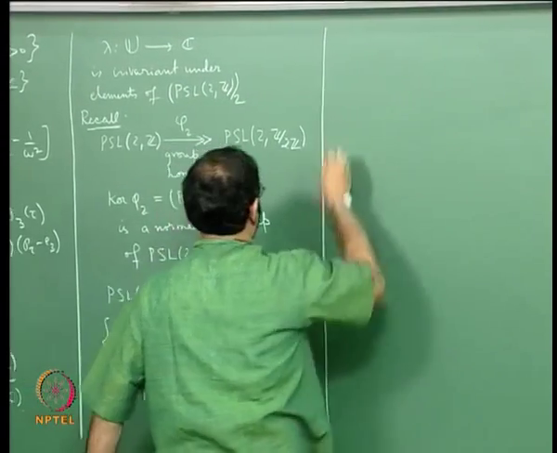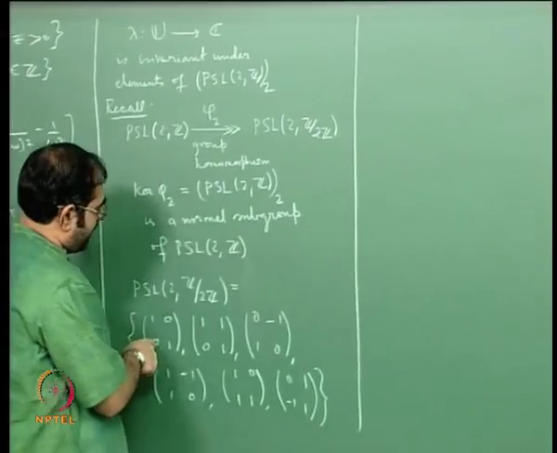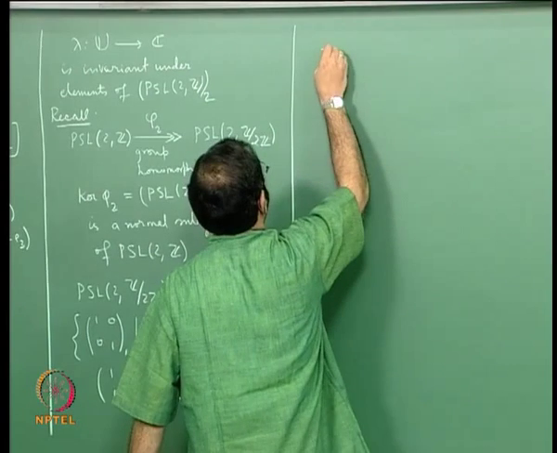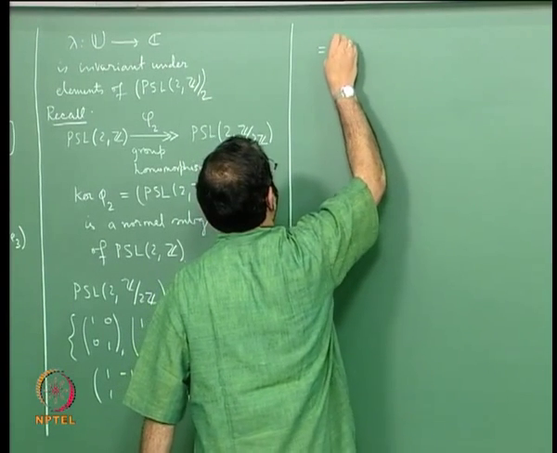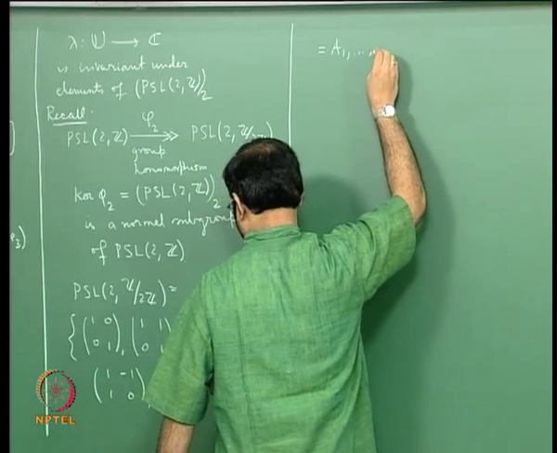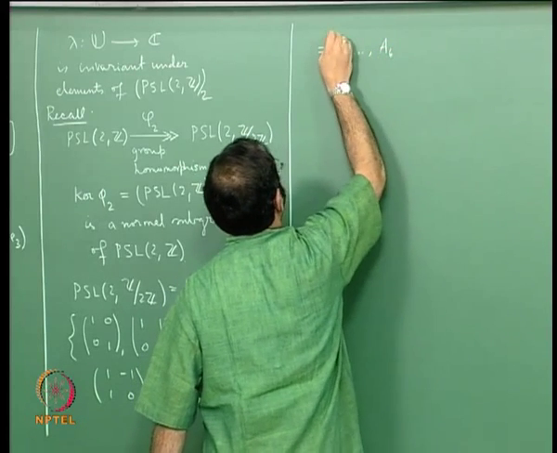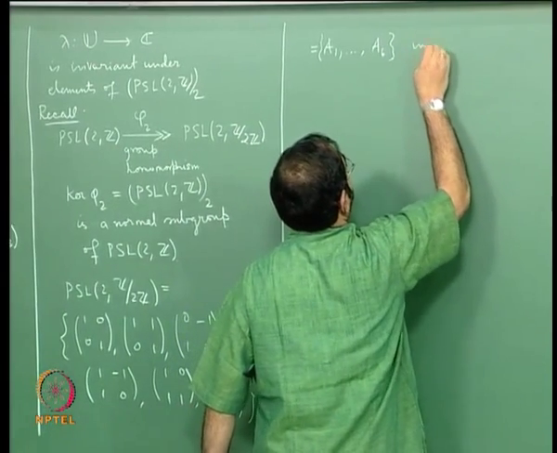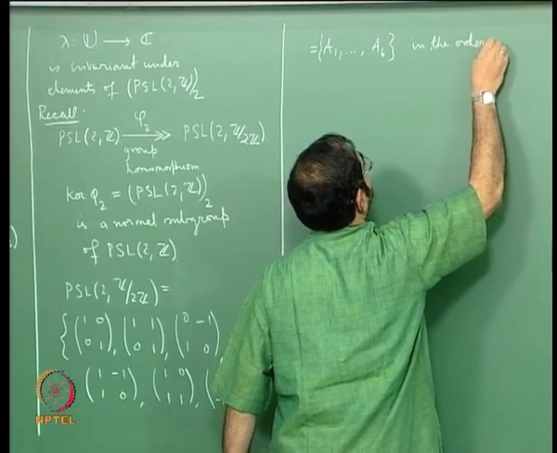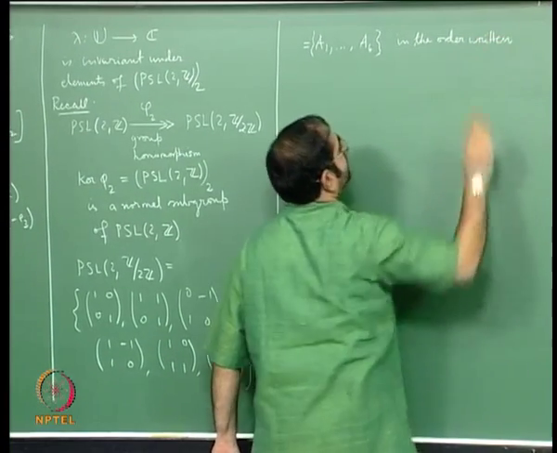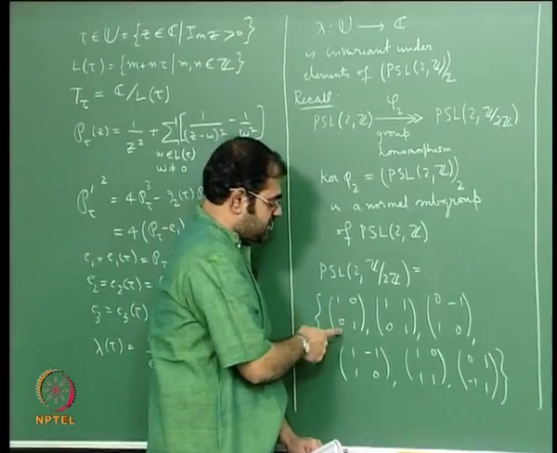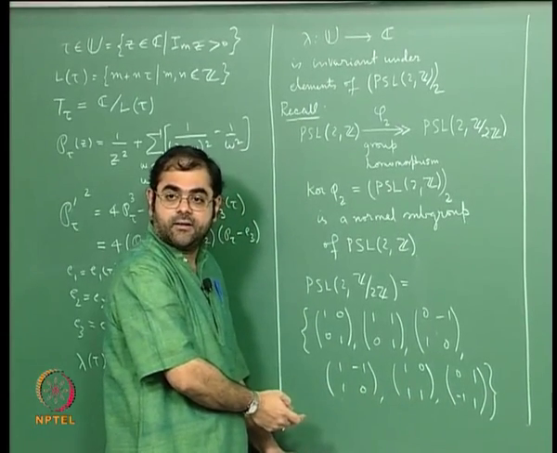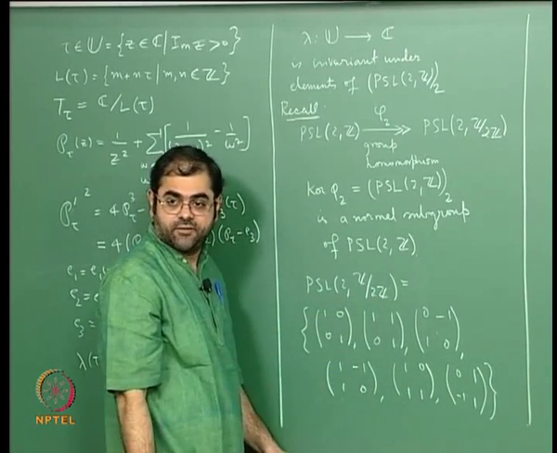Because you see, let me call these matrices A1 etc. A6 in the order written, okay. So I am calling this A1, this is the identity matrix, this is A2, this is A3, A4, A5, A6, okay, and these are all the matrices that you have, okay.